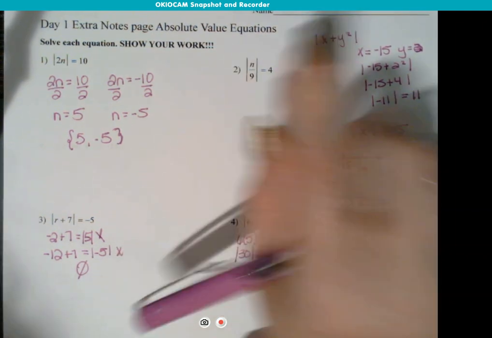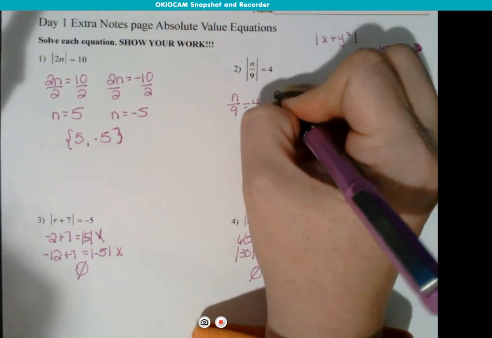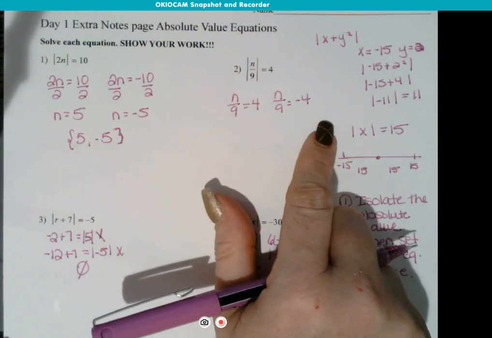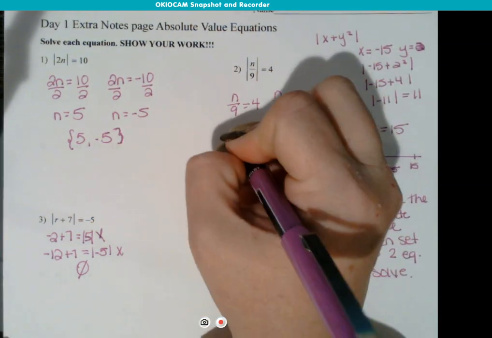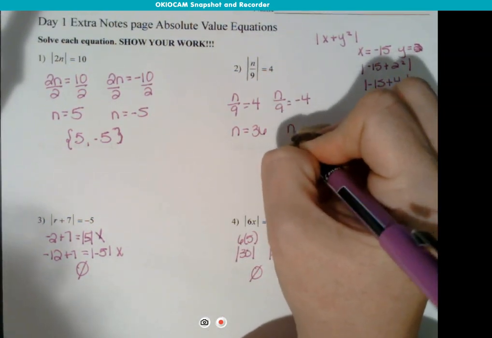This is positive. I'm good to go. So n over 9 equals 4, and n over 9 equals negative 4. Once I set up my two equations, I just solve them like I did in the last module. So 9 times 4 is 36, so n will equal 36, and 9 times negative 4 is negative 36.